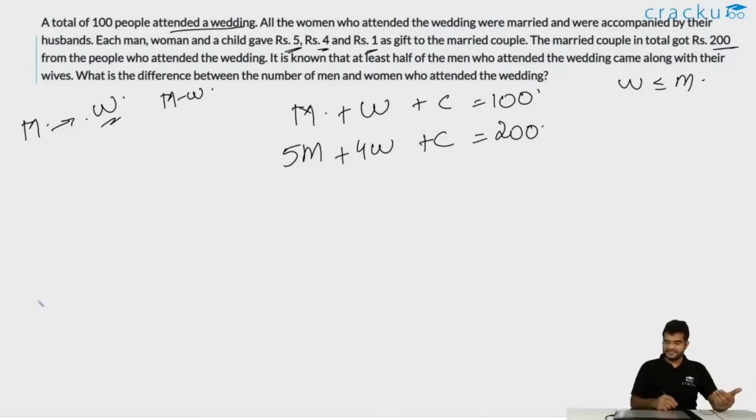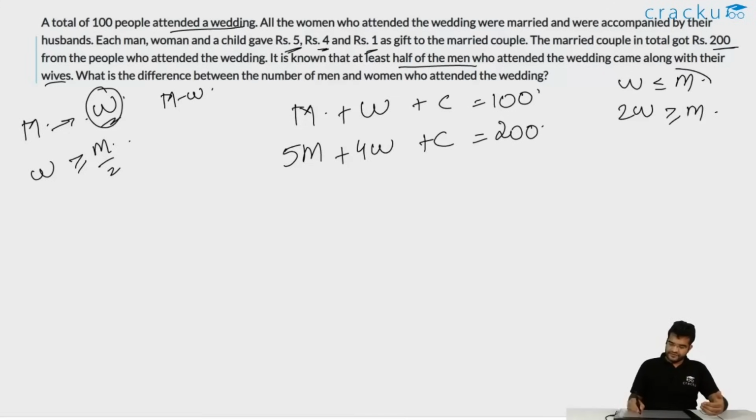Now, some information that is given is that it is known that at least half of the men who attended the wedding came along with their wives. So, the number of men who attended the wedding who came along with their wives is W. So, W is greater than or equal to half the total number of men, or 2W is greater than or equal to M. So, we know that W is less than or equal to M and 2W is greater than or equal to M. This is basically the information that we have.